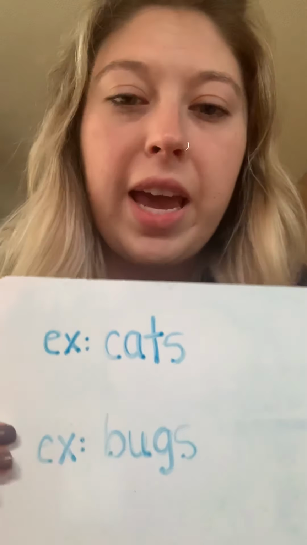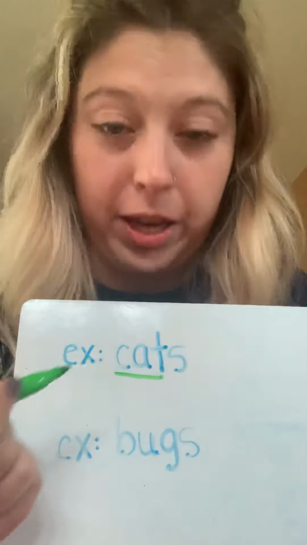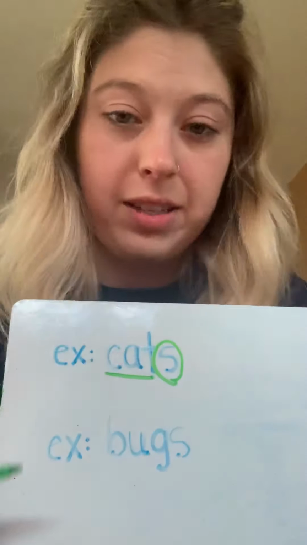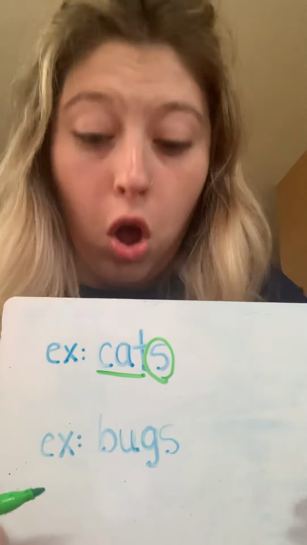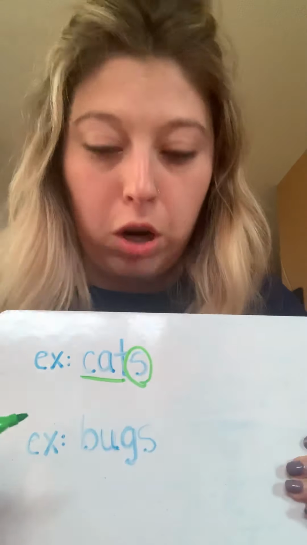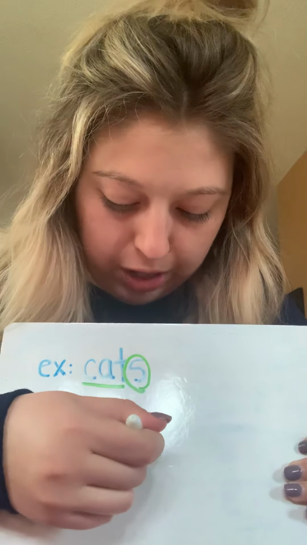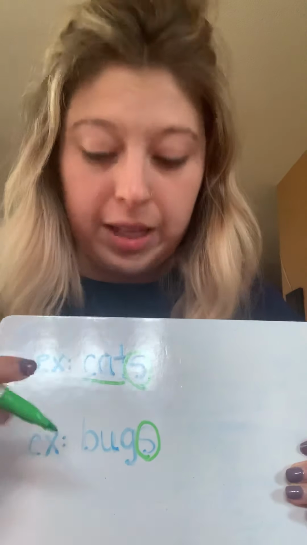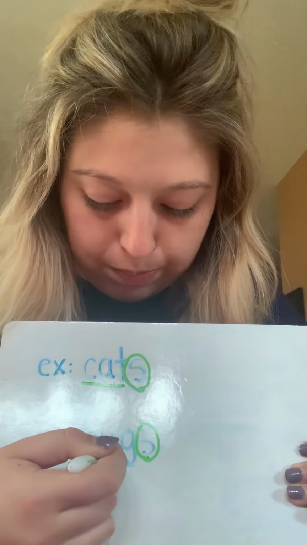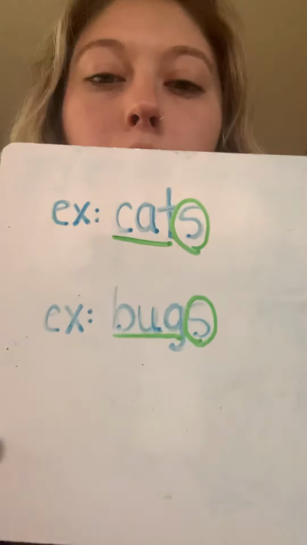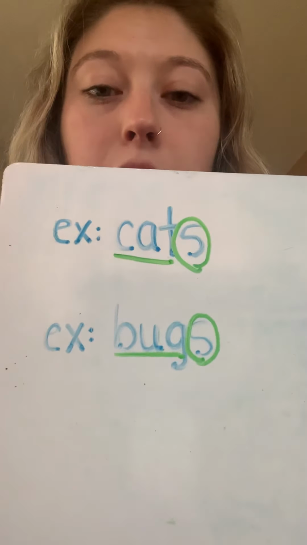Now, to mark the word, very simple. We take our base word and we underline it. Our base word is cat. And then we circle our suffix s. Down below, bugs. We could also circle our suffix s first to help us, and then our word that's left is our base word, which is bug. So we underline the base word and we circle the suffix.